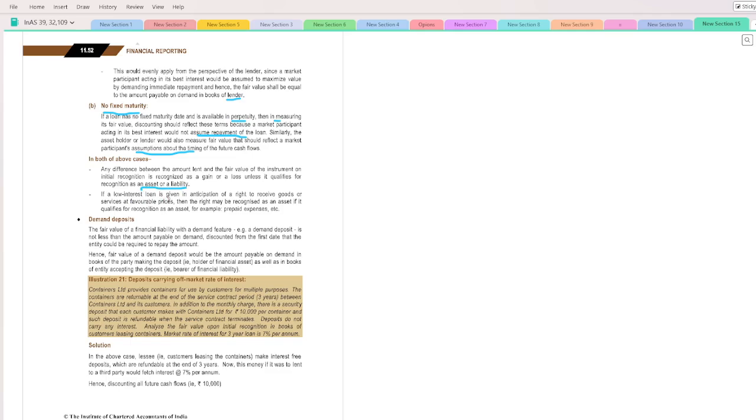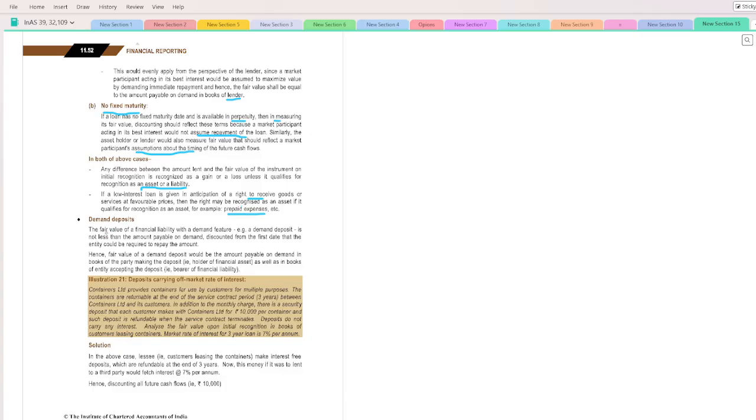If a low interest loan is given in anticipation of the right to receive goods, here it is talking about any other transaction also being there. So whatever the difference is, it will be taken as a right, meaning the amount for the right to receive goods and services at a favorable price. The right may be recognized as an asset if it qualifies for recognition as an asset, for example, prepaid expenses. Okay.